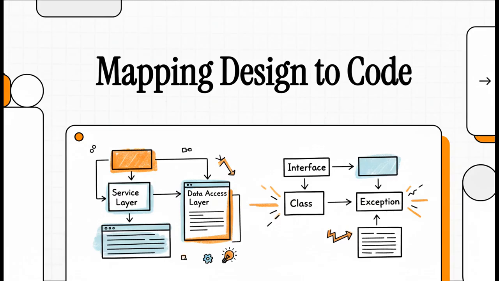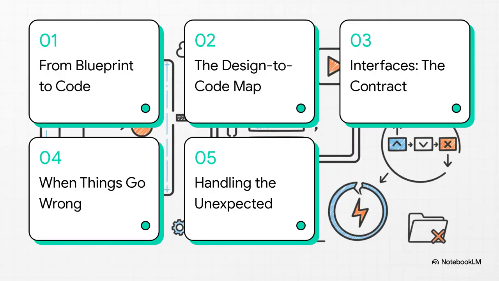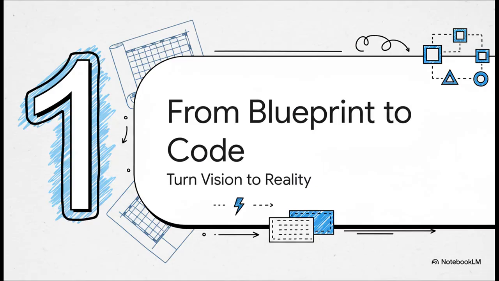Let's dive in. So here's what we're covering. First, we'll talk about that big challenge, turning a vision into reality. Then we'll get into the practical stuff, a step-by-step map for going from design to code. After that, we'll explore interfaces and why they're like contracts for your code. And finally, because things always go wrong, we'll look at how to build code that can handle errors like a champ. All right, let's jump right into our first section, from blueprint to code.